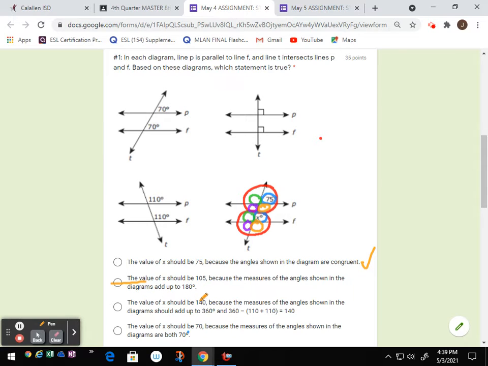The value of x should be 140 because the measures of the angles shown in the diagram should add up to 360, and 360 minus 110 plus 110 is equal to 140. Again, we have x here. We don't have x over here. So this is incorrect. The value of x should be 70 because the measures of the angles shown in the diagrams are both 70. Again, we're talking about just this one right here because this one includes our x, not this one. So our only answer choice that we should choose is answer choice A. This is the correct answer for number 1.